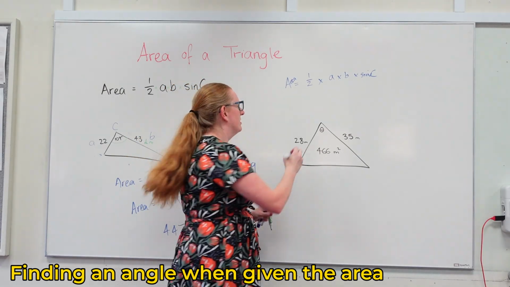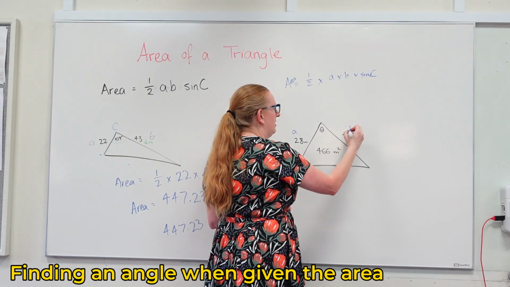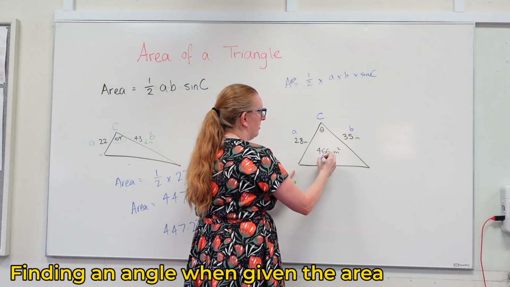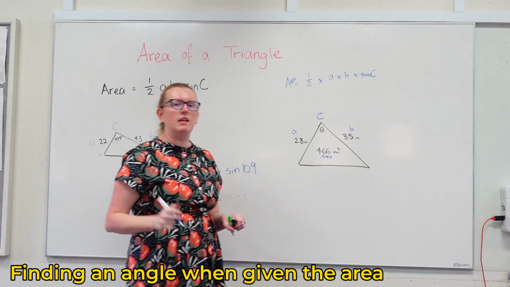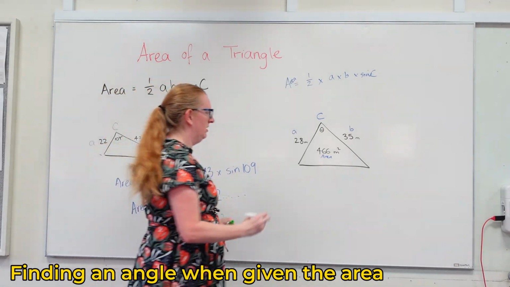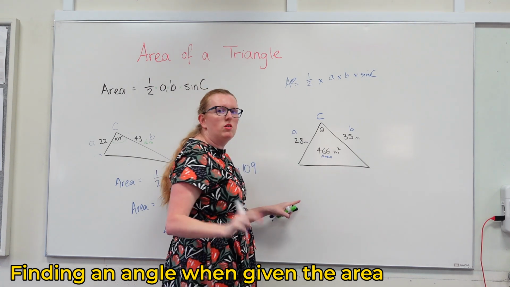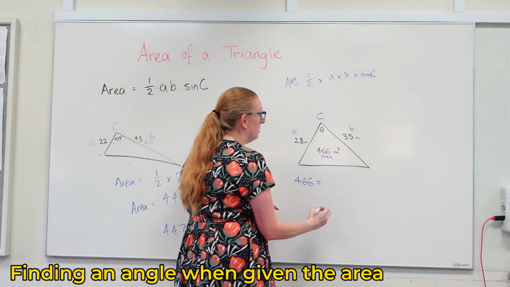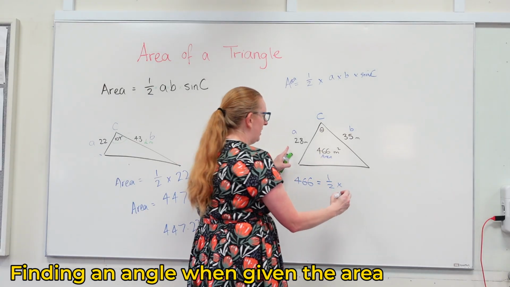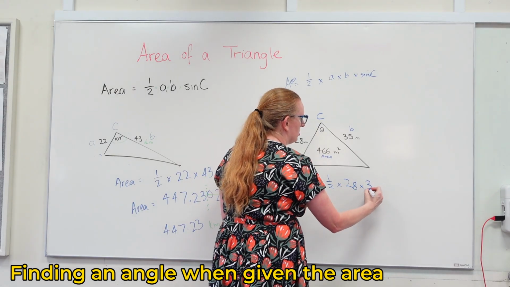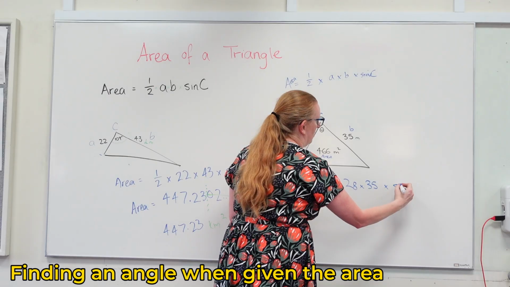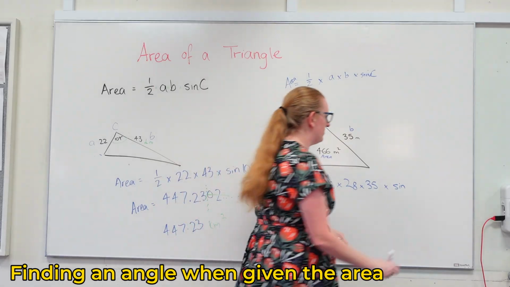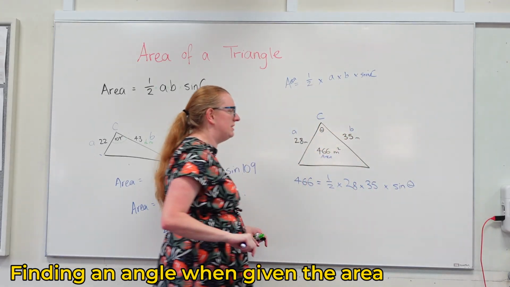Now let's label our sides. I've got a little a, I've got a little b, I've got a capital C. I don't have anything down here, but I do have an area. Okay, now we're going to put those numbers into our formula. So instead of writing the word area or a capital A, I'm going to put the value for area, so 466 is equal to half times a, which is 28, times b, which is 35, times sine. Now I can either write theta or I could write capital C, which is, I'm just going to write theta because that's what it's called in here.